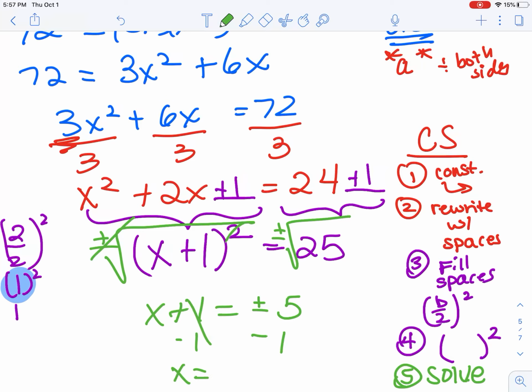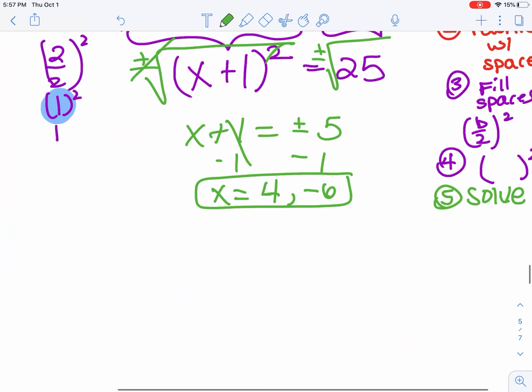Subtract 1 from both sides. We get negative 1 plus 5 is 4. And negative 5 minus 1 is negative 6.